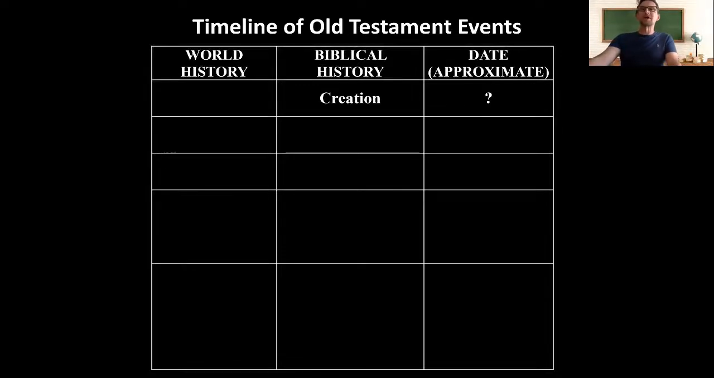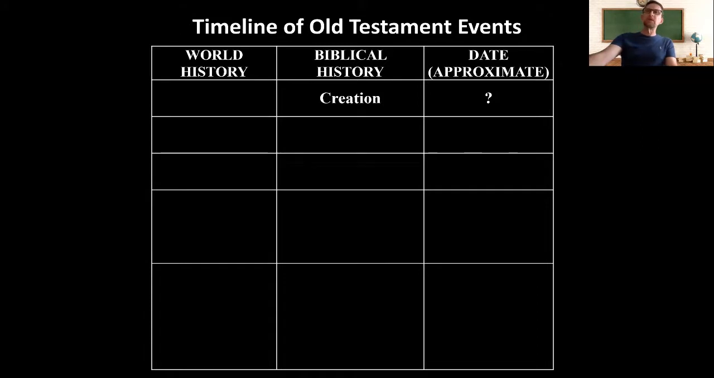Hi, class. I wanted you to take a look at that sheet you were supposed to download for the timeline of Old Testament events. And you'll notice there are three columns, and they should correspond to what you see here on the PowerPoint: world history, biblical history, and then the approximate date, because sometimes the events that we're talking about, we're not exactly sure when they took place. But there are some instances where we have a pretty good idea of when they take place.